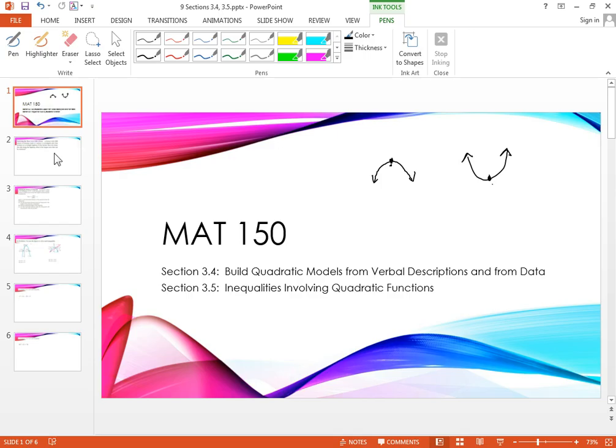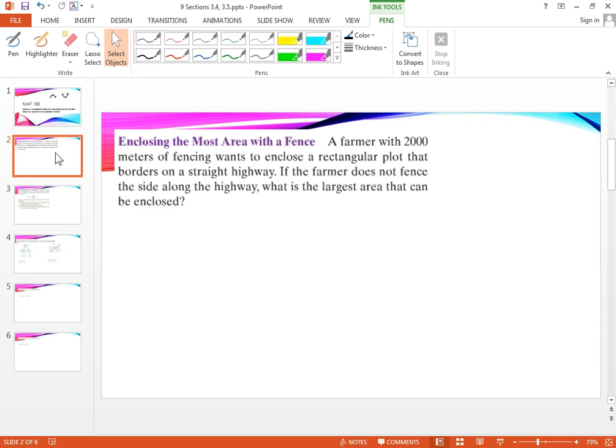All right, so let's start with this one. A farmer with 2,000 meters of fencing wants to enclose a rectangular plot that borders on a straight highway. If the farmer does not fence the side along the highway, then what is the largest area that can be enclosed? So I picked this problem, but when I read it, it's like, really? We're not going to put the fence by the highway? Maybe there's already a fence by the highway.